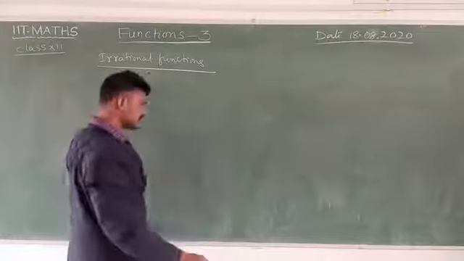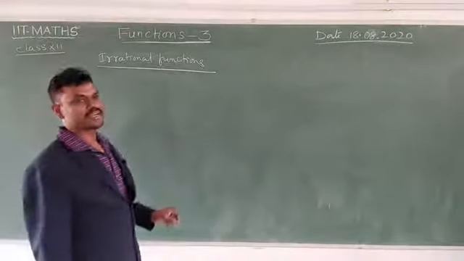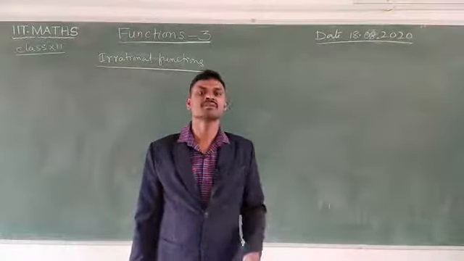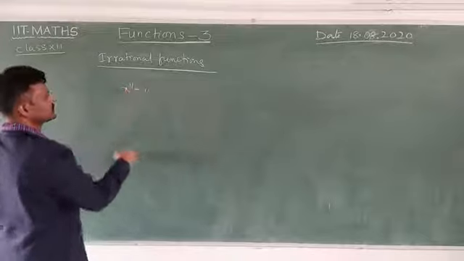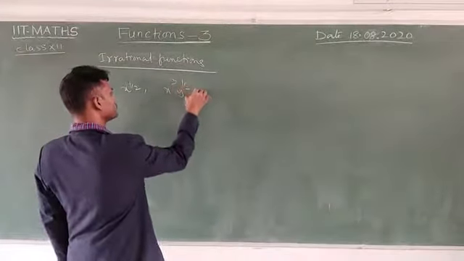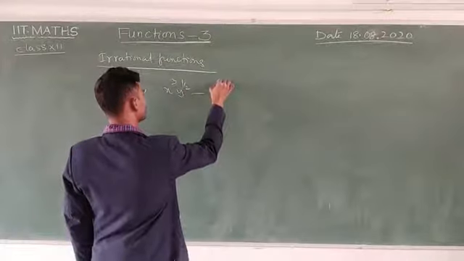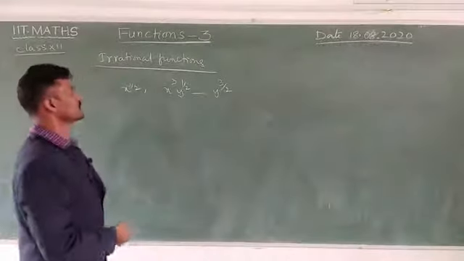Irrational functions. Irrational functions means a function that has one or more radicals. That function is called an irrational function. For example, x to the power of 1 by 2, x cubed to the power of 1 by 2, or x to the power of 3 by 2. These are also irrational functions.